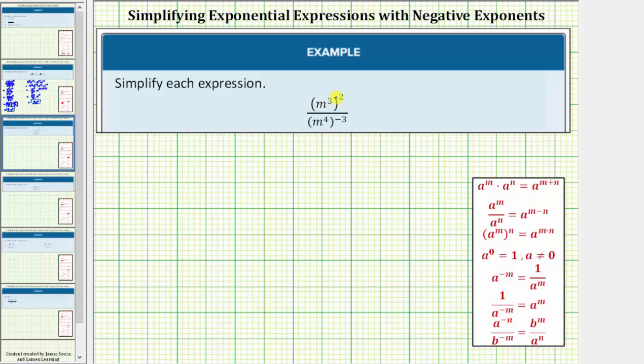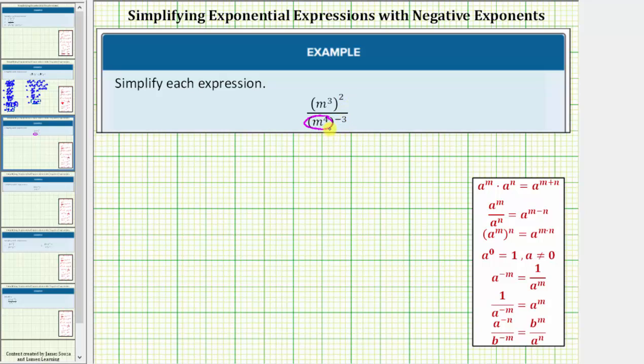We're asked to simplify the given expression, and we'll take a look at two methods for simplifying the given expression. For the first method, let's write the given expression using only positive exponents. Notice right now, in the denominator, the base of m to the fourth is raised to the power of -3.